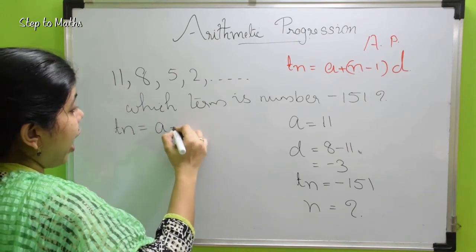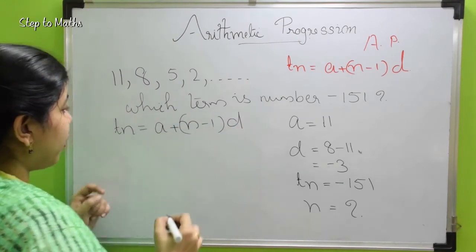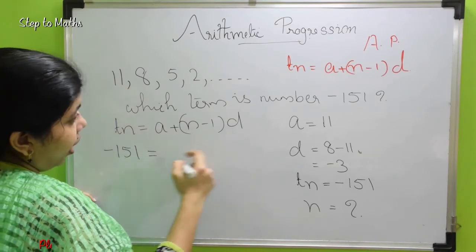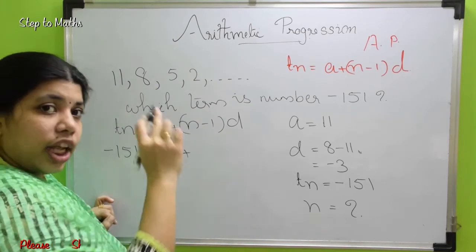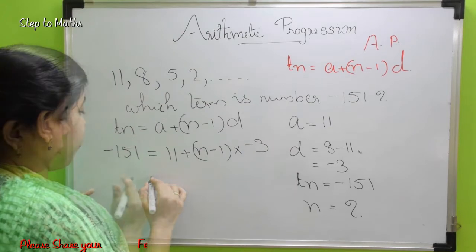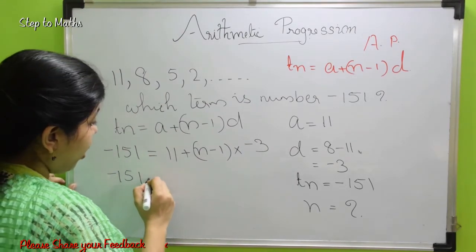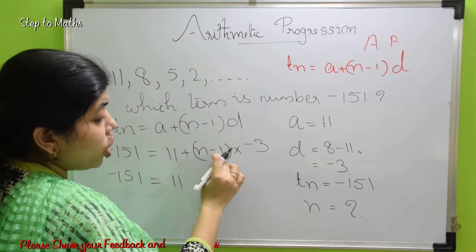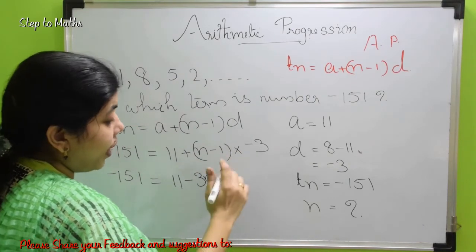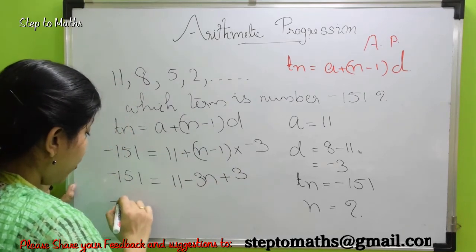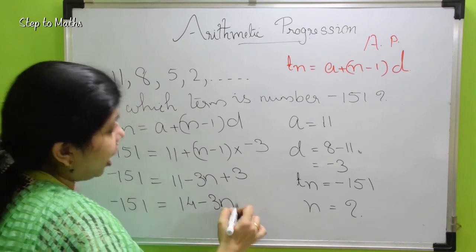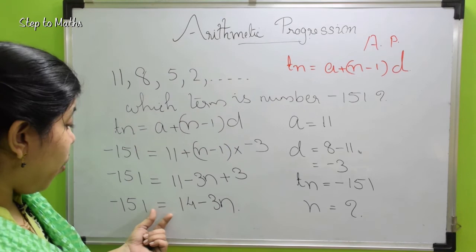The equation is Tn is a plus n minus 1 into d. Substitute the values. Tn is minus 151. A is 11 plus n, that we have to find the value of n, so it is n minus 1 into d. D is minus 3. Simplify this equation. Minus 151 equal to 11 plus n minus 1 into minus 3. That is minus 3n. Minus 1 into minus 3 becomes plus 3. So we can write it as minus 151 is equal to 11 plus 3 is 14 minus 3n. Minus 151 equal to 14 minus 3n.